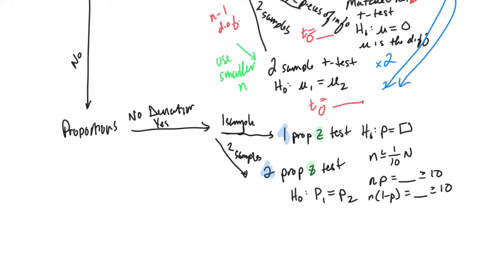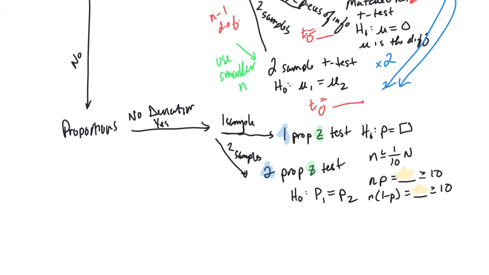I'm putting these little blanks here because you do need to include the number. You can't just write n times p is greater than or equal to 10. You have to say your actual calculation. Show that you did actually calculate it. If you're doing a one proportion z-test, of course, these are your conditions.